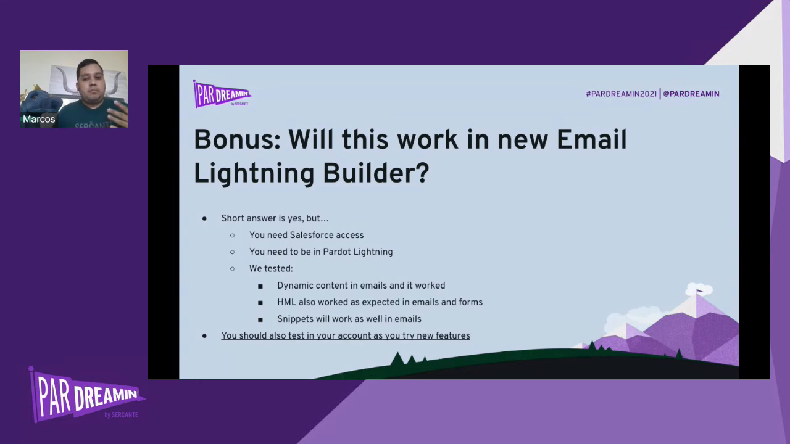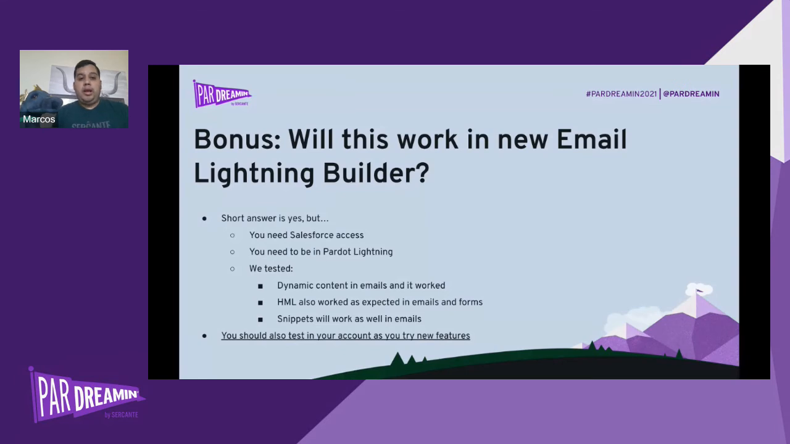So currently, if any of you have enabled the new email Lightning Builder, this is something you can test out. We already did that for you, so that way we know for a fact and don't have to depend on any documentation. So what do you need? You need access to Salesforce. So if you come from a Pardot Classic background where you only had access that way, you will need to have access to Pardot Lightning, right? And you need access to that Salesforce. So we checked dynamic content, HTML, and snippets, and they all worked.